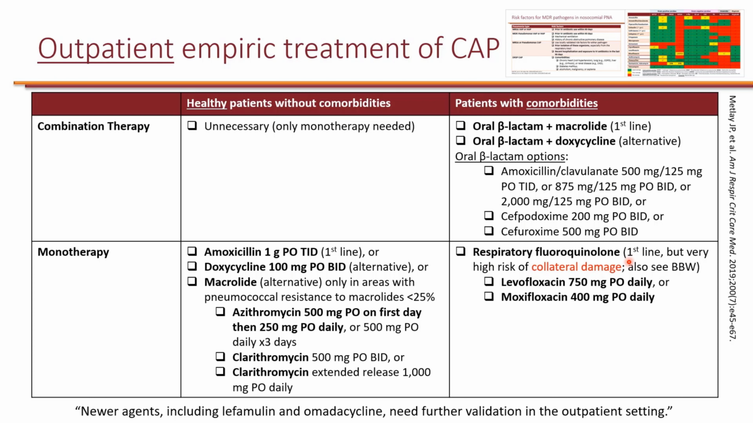Now, this is considered first line in the guideline, and it helps with efficacy and with compliance. However, keep in mind that respiratory fluoroquinolones have a high risk of collateral damage, and there are many adverse effects listed as black box warnings. So ideally, a better option would be an oral beta-lactam plus a macrolide, as opposed to a single respiratory fluoroquinolone, because of collateral damage and the adverse effects.